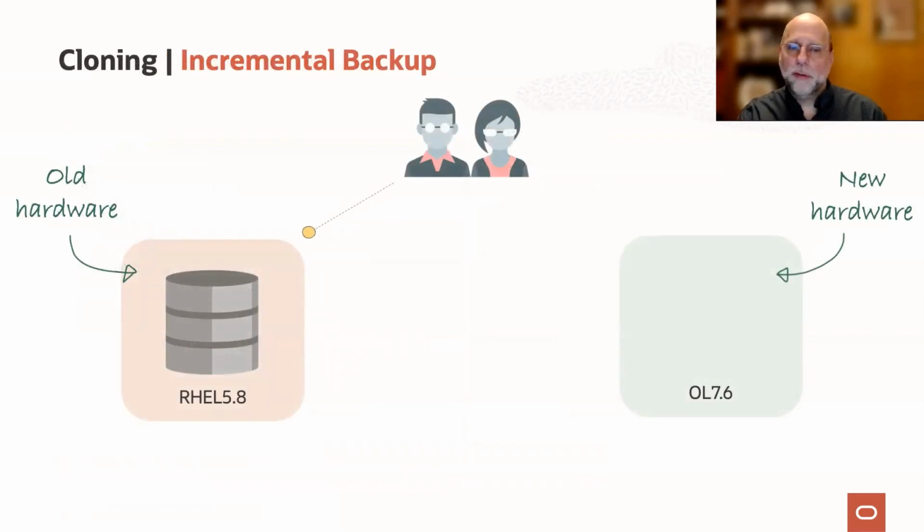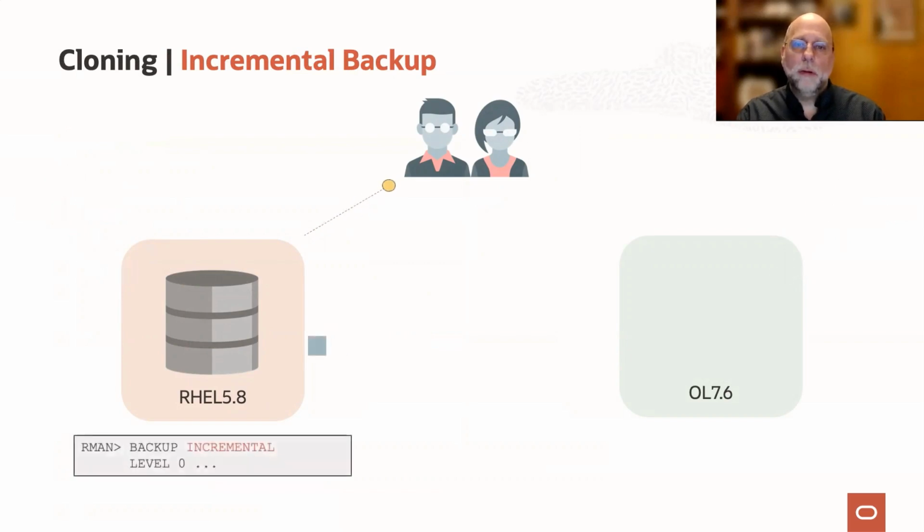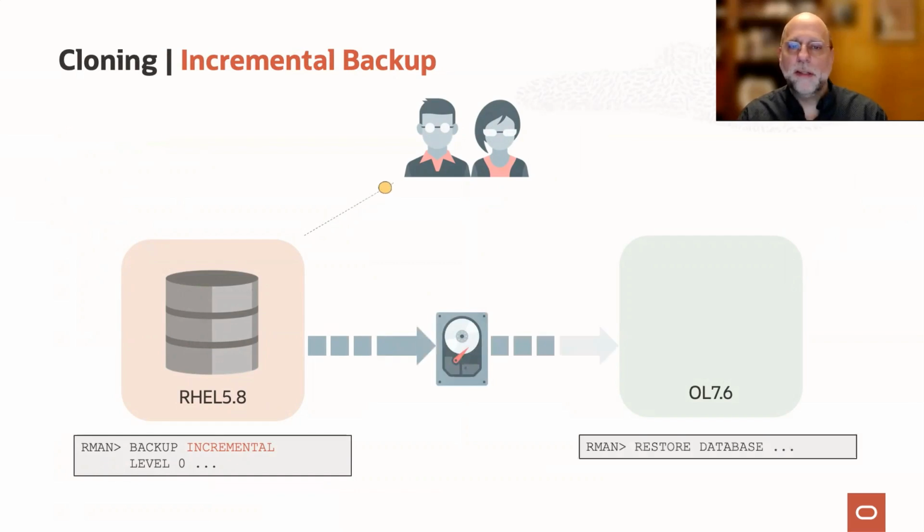We have our source database running on our old version of Linux, and a new server without a database yet, running on the new version of Linux. Now instead of disconnecting the users, we start with a level 0 backup, which is essentially an image copy of all your database files. Bring that over to the target system. We restore the database and instantiate it over there. All the while, our users are still working on the production system.